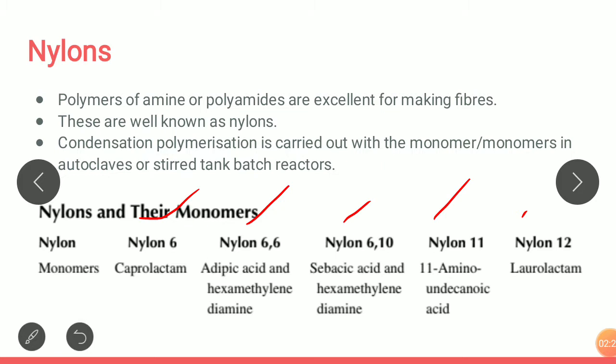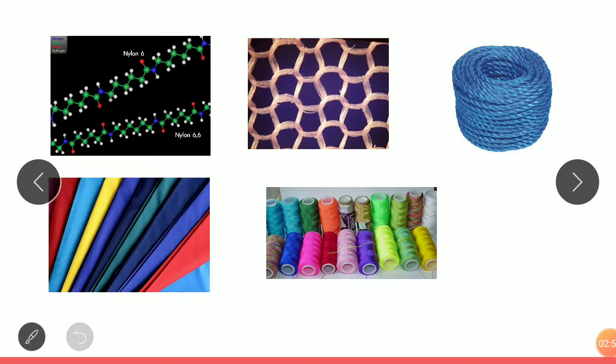Nylon 66 is made up of the monomers adipic acid and hexamethylene diamine. Then nylon 610 is made up of the monomers sebacic acid and hexamethylene diamine. Then nylon 11 is made from the monomer 11-aminoundecanoic acid. Then nylon 12 is generally made up of laurolactam. So these are the various types, and they are generally classified according to the monomers used in the process of manufacturing.